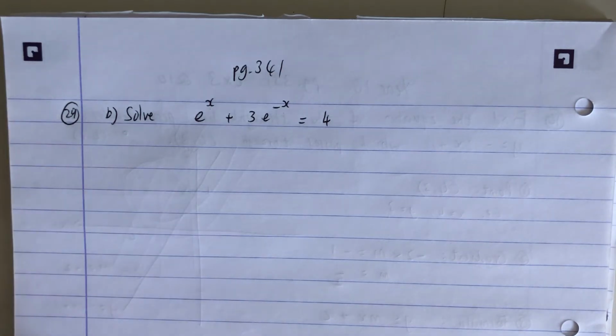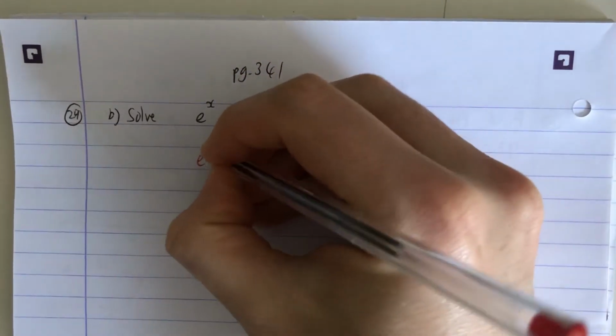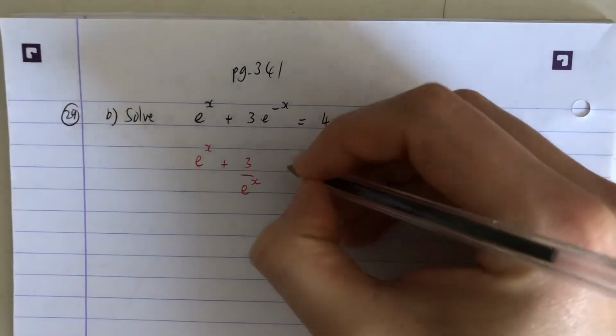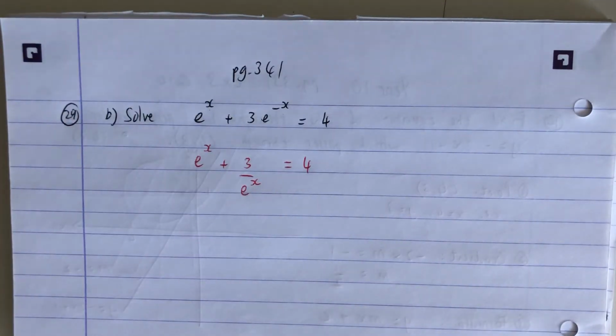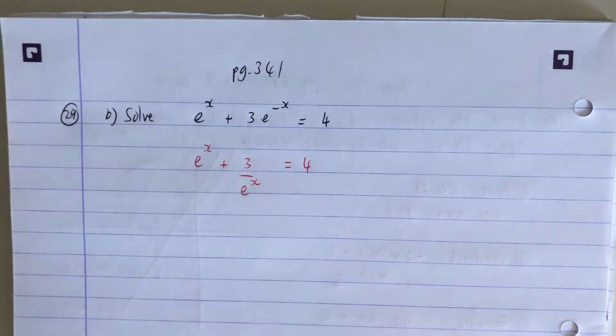And you might be able to spot it if I write the following, which is e to the x plus 3 over e to the x equals 4. And now I have at least everything with the same power, e to the x and e to the x. I know there's a fraction which isn't ideal, but everything is to the same power. Okay, what could you do next?